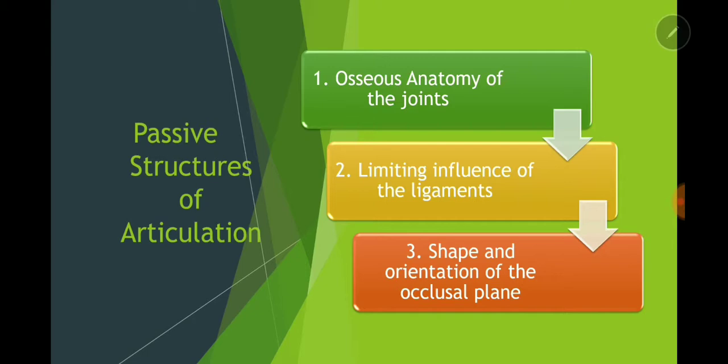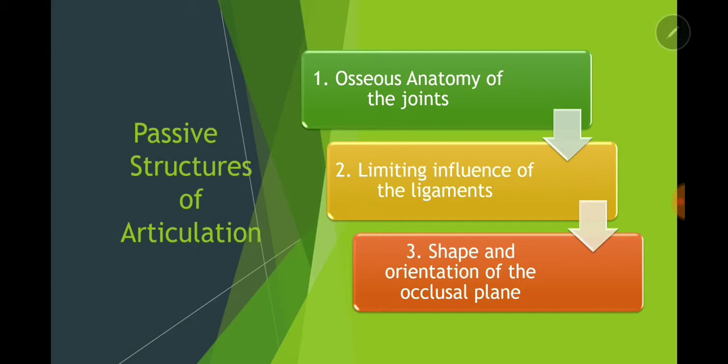The passive structures of articulation involve the osseous anatomy of the TMJ, and then you have the limiting influence of the ligament, and you have the shape and orientation of the occlusal plane. Remember, we mentioned earlier that if the slope of the articular eminence is steep, the incisor angle, or the cusps of teeth, are going to be tall. So there is a relationship between the teeth and the anatomy of the TMJ.